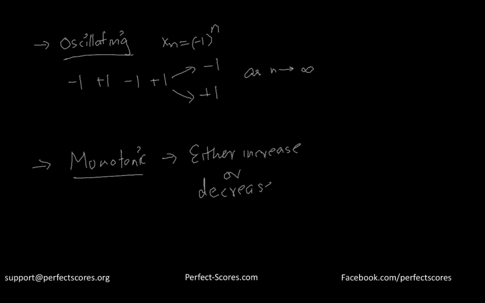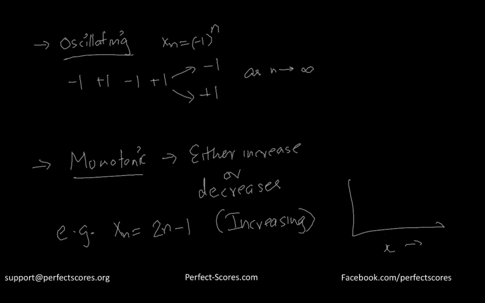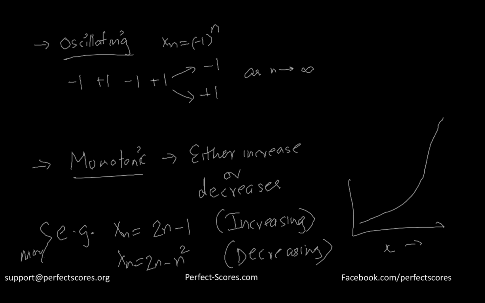So if I pick up the other example, let's say the series is xn equal to 2n minus 1. This series is an increasing series. As n increases, the series keeps on rising, right? But on the other hand, you have xn equal to 2n minus n squared. This is a decreasing series. As n increases, the value of xn goes down. Now these both are monotonic series because they're either increasing or they're decreasing.